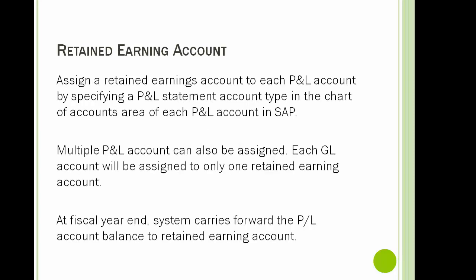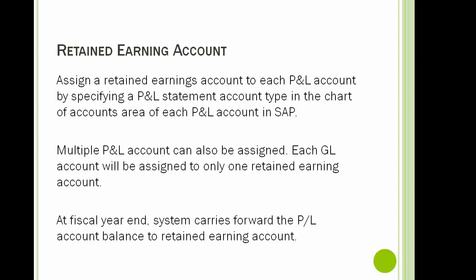Next is retained earning. Assign a retained earnings account to each profit and loss account by specifying a profit and loss statement account type in the chart of accounts area of each profit and loss account in SAP. Multiple profit and loss accounts can also be assigned. Each GL account will be assigned to only one retained earning account.